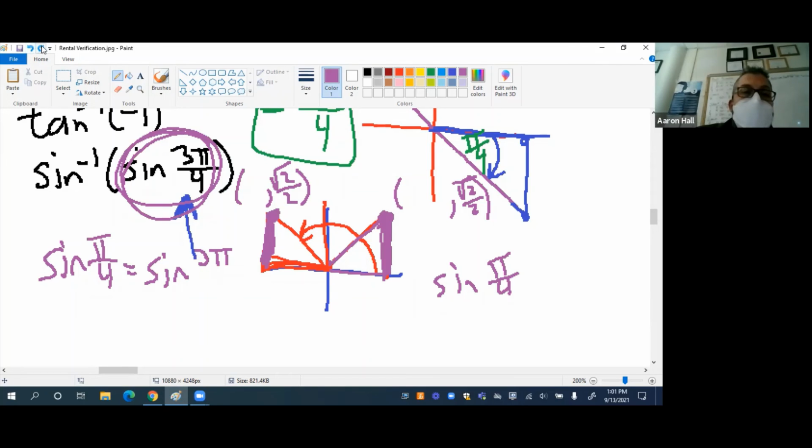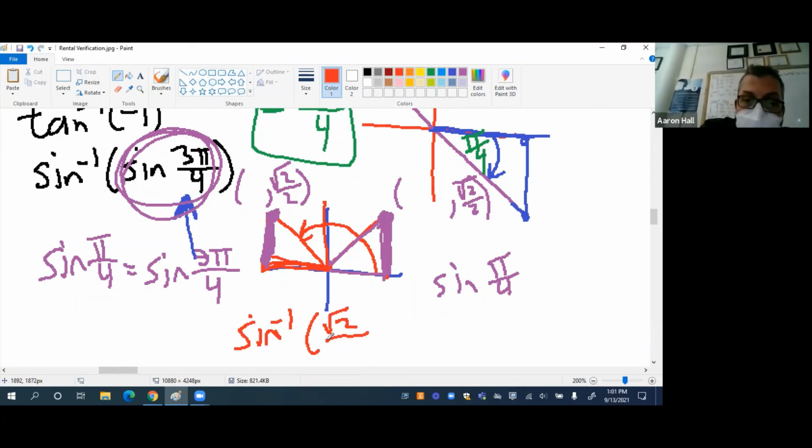So I know it's the square root of 2 over 2. So I'm going to write this down as the inverse of sine of the square root of 2 over 2. Is that the same? Bryn? Is this the same?